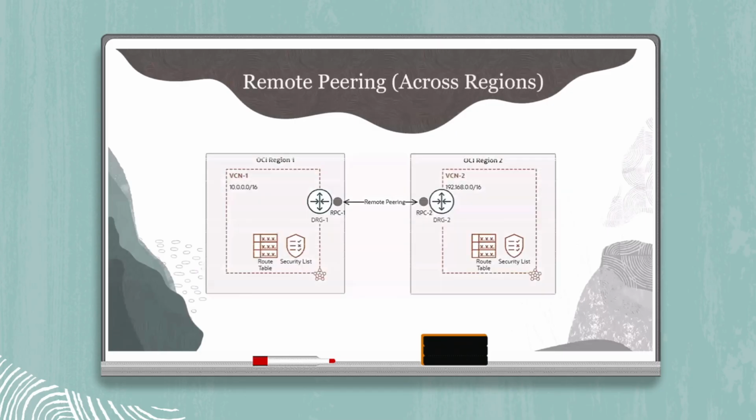Now let's very quickly have a look at the architecture. So you can see that there are two different VCNs in two different regions. I already talked about that. And then there are two different dynamic routing gateways. There's also a remote peering connection on both sides. And then you create a connection between those two remote peering connections.